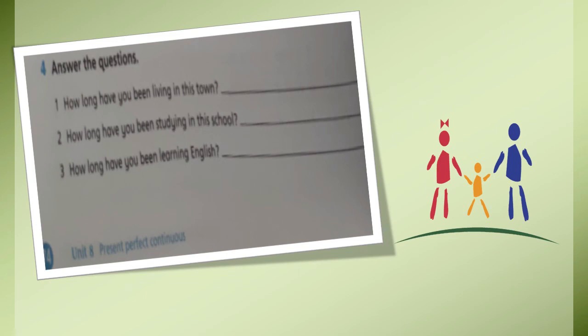Activity 4. Answer the questions. This is an activity you are going to do with your parents. Yes, let your parents ask you these questions. We have 3 questions here, and let your parents ask you these 3 questions and try to answer them, then write in your workbook.